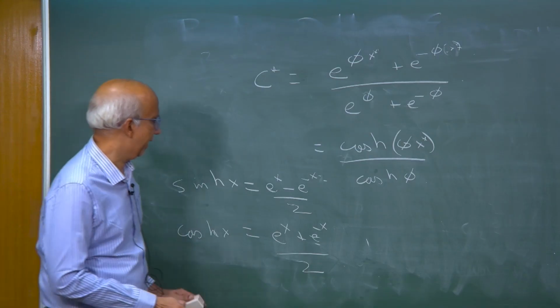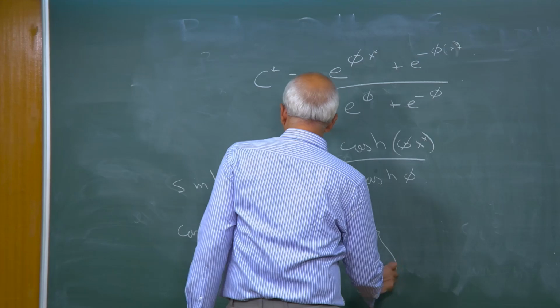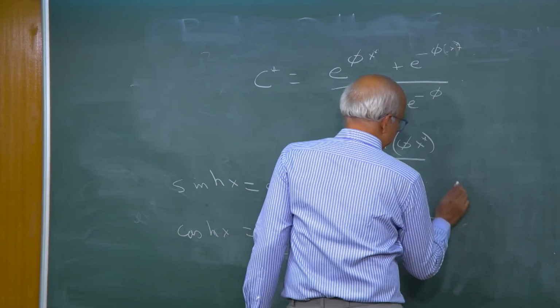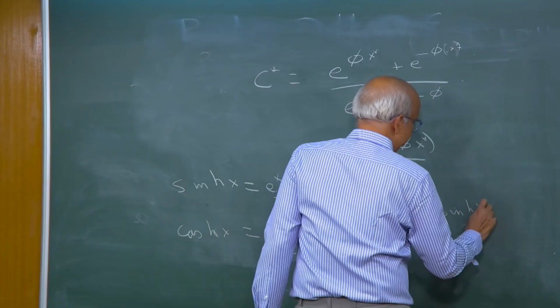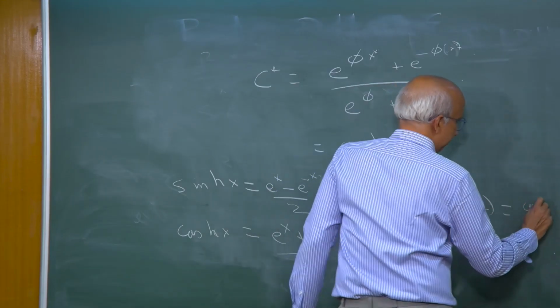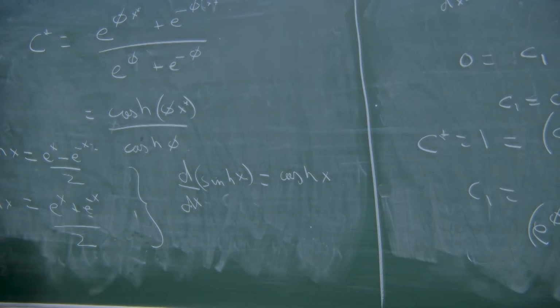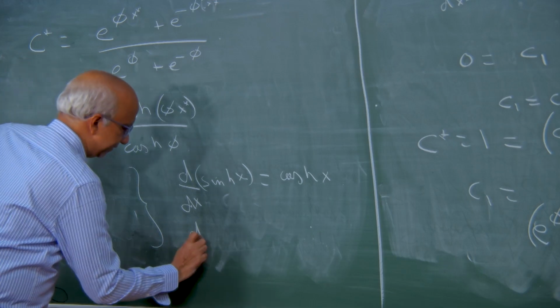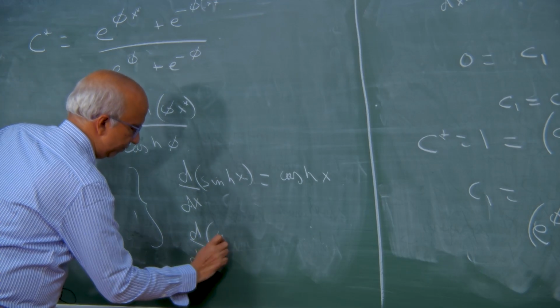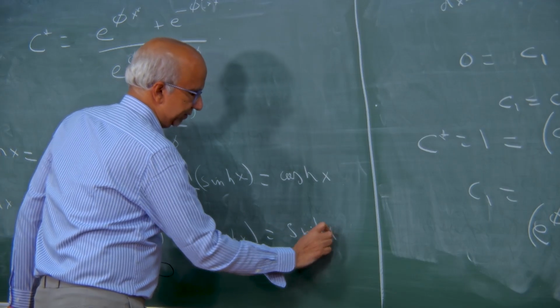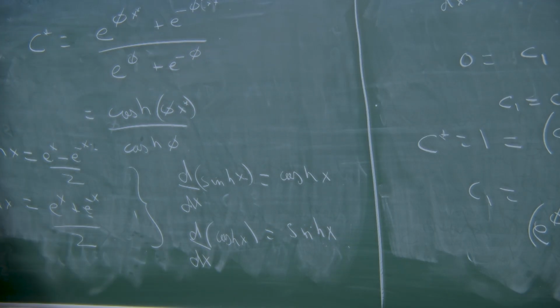And what you want to know is that the derivative of sin hyperbolic x is equal to cos hyperbolic x, and the derivative of cos hyperbolic x is equal to sin hyperbolic x. You can just differentiate with respect to x, you get this, differentiate this, you get that.